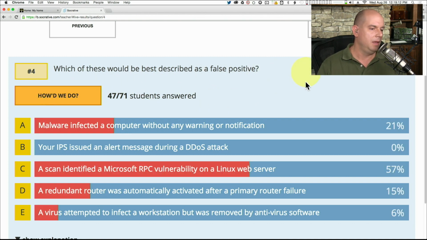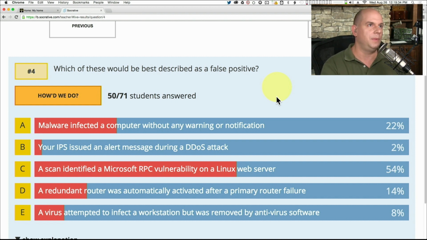Let's click the button. Well, 57% of you, over half, said a scan identified a Microsoft RPC vulnerability on a Linux file server. But 21% of you said malware infected a computer without any warning or notification. And 15% said a redundant router was automatically activated after a primary router failure. Which one of these would it be?